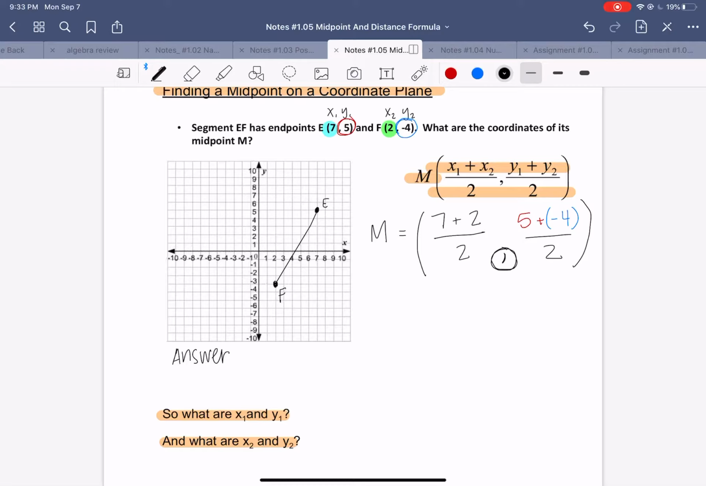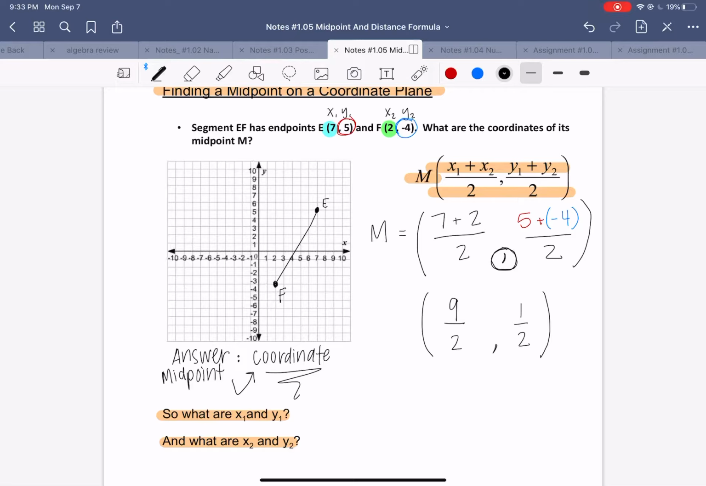The reason why this comma is here is because my answer for midpoint on a coordinate plane needs to be in a coordinate. It needs to be a coordinate always. So 7 plus 2 is 9 divided by 2, comma, 5 plus negative 4, which gets us 1 half, and you can leave it like that.